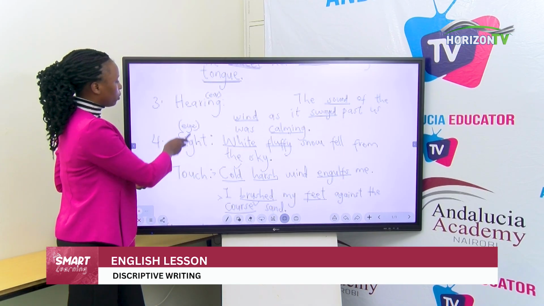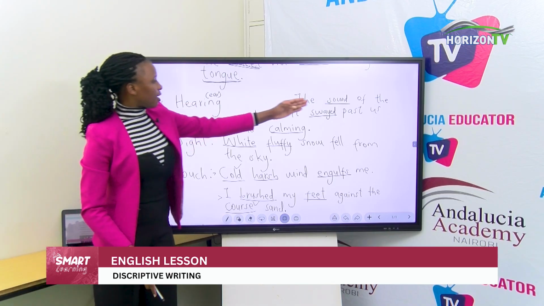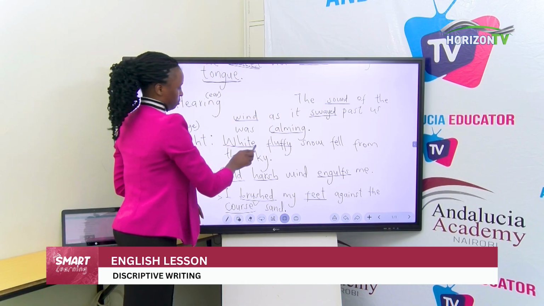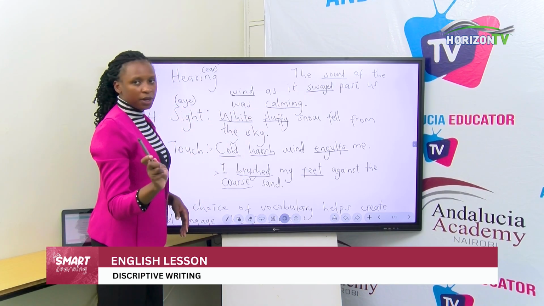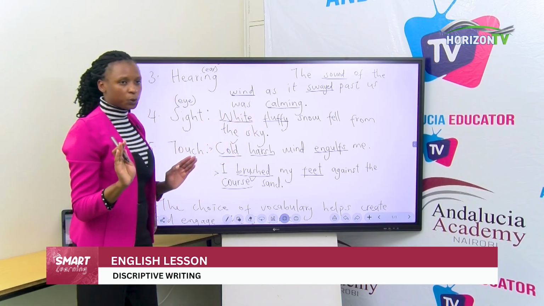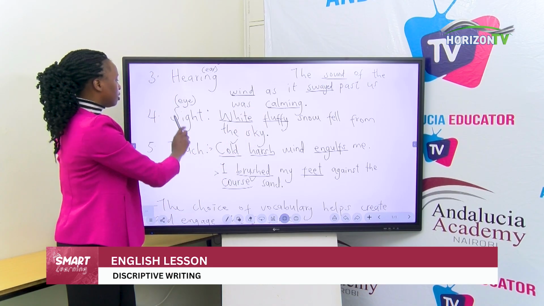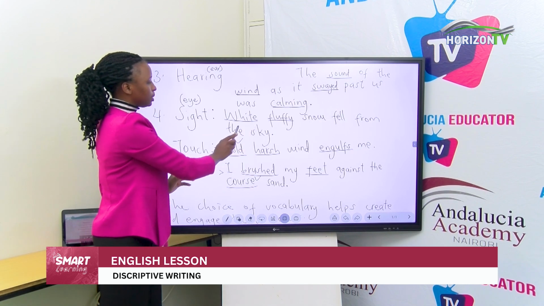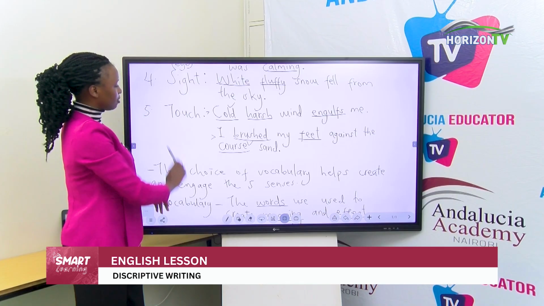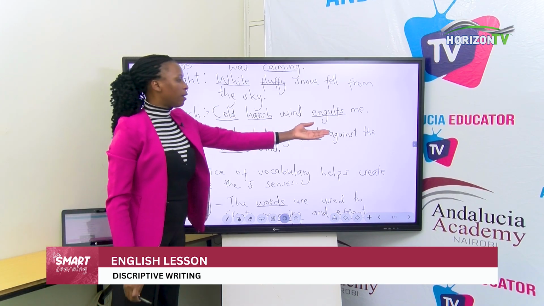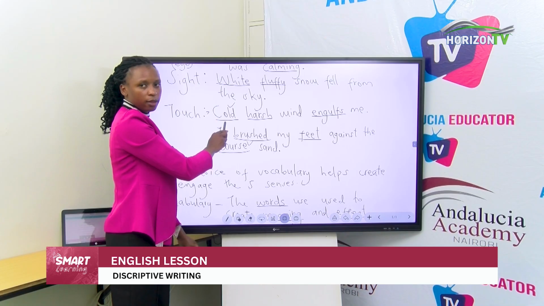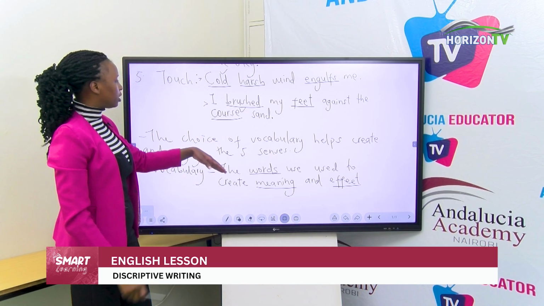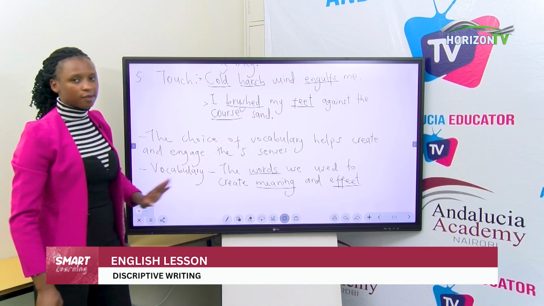Then we have hearing. The sound of the wind as it swayed past us was calming. Choice of vocabulary. Sound, and I mean sound appealing to the sense of hearing, calming, the effect you get. So we have meaning and effect. Sight. White fluffy snow fell from the sky. We have white fluffy giving us the touch of it and all that. Then we have touch, sense of touch. Cold, harsh wind engulfs me. Engulfing the effect. Cold, the sense of touch we get. Harsh, still the effect and meaning. Then we have another example there. I brushed my feet against the coarse sand.